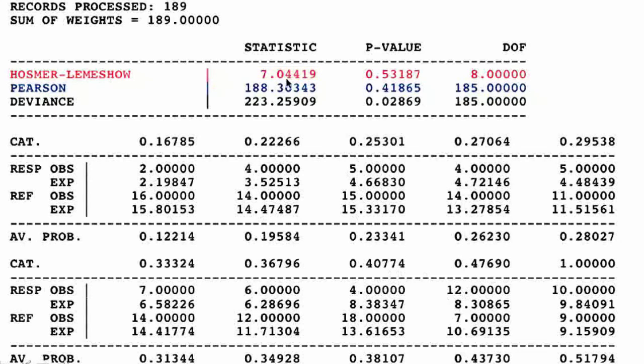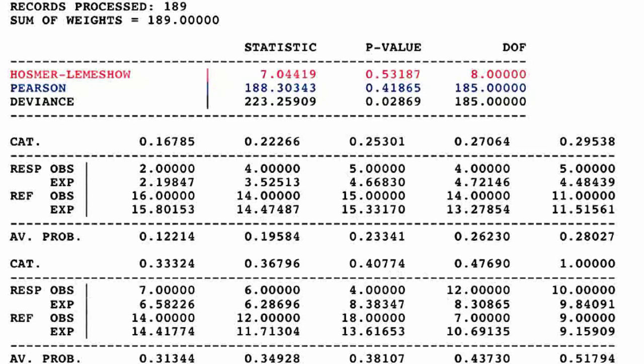And 7.04 is compared to a chi-square distribution with 8 degrees of freedom. And the p-value is 0.53. In this case, unlike most p-values, a big p-value is a good thing. You don't want to have small p-values. Small p-values occur when the observed count and the expected count become quite different. When they're different, then the statistic gets big and the p-value gets small.